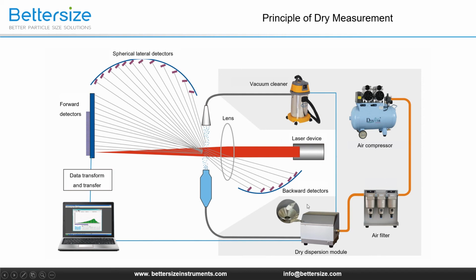The air is generated by the air compressor and filtered by the air filter to remove the dust and other impurities to ensure the purity of the dispersion medium. Purified air enters the dry feeder where users introduce the sample. The sample is then delivered by the air and irradiated by the laser to provide specific optical signals, which are received by detectors and converted into electrical signals. Applying Mie theory to the signals, the specialized software calculates and provides the particle size distribution of the sample. Finally, the measured samples are collected into a vacuum cleaner for disposal, and the test is completed. This is the principle of dry measurement.